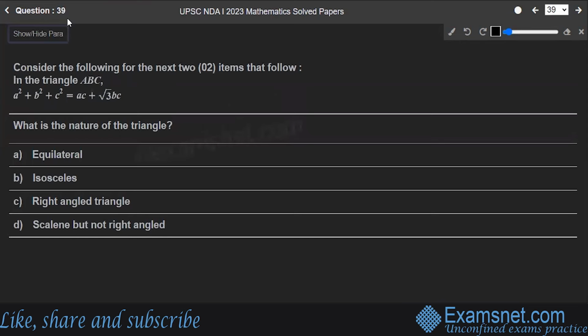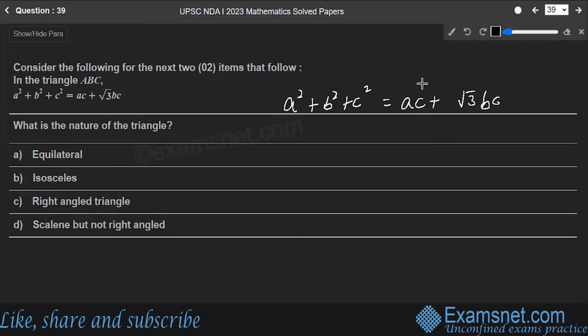Same thing, the next two questions will be based on this statement. In a given triangle ABC, a² + b² + c² is equal to ac + √3 bc. Now you need to know what is the nature of the triangle. Is it equilateral, isosceles, right angled, or scalene but not right angled? So the given statement is a² + b² + c² equal to ac + √3 bc.